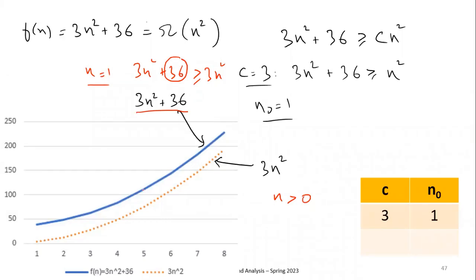Okay. And if you look at the plot, hopefully that becomes clear as well. So you've got 3n squared plus 36, that's always greater than 3n squared, simply because 3n squared plus 36 has an offset of 36. All right, so it's always bigger, for all positive values of n. Okay, so we can pick n naught to be one positive integer. That works.